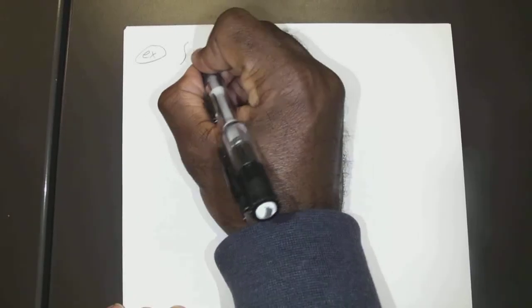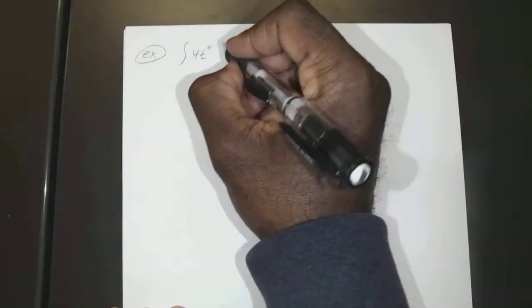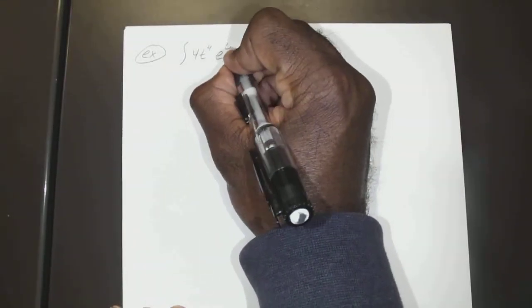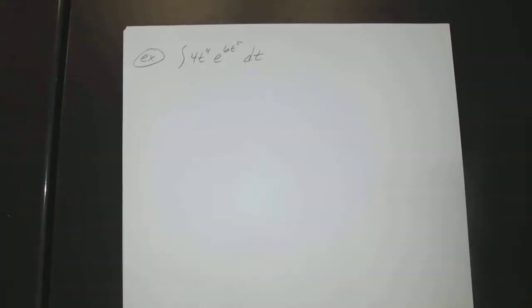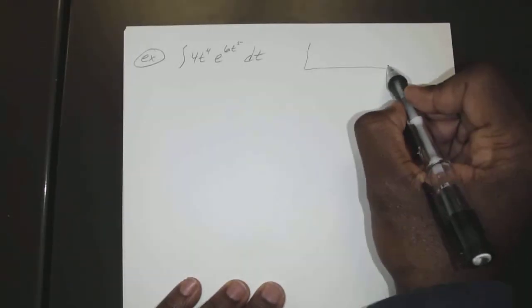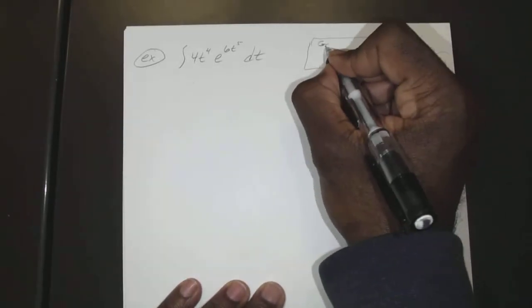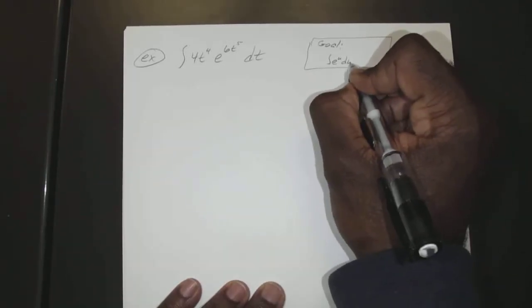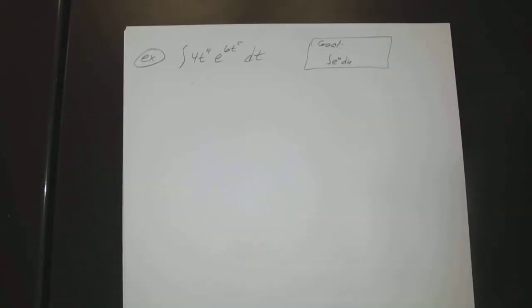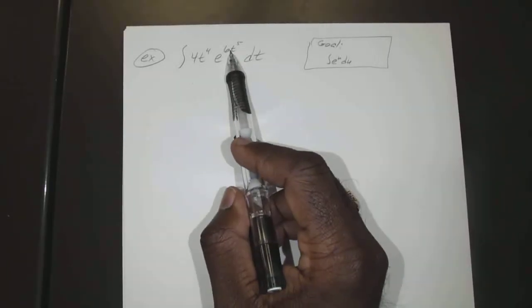All right, so the integral of 4t to the 4th times e to the 6t to the 5th with respect to t. And just like before, for this one, our goal is the integral of e to the u du. So that means we have to make our u equal 6t to the 5th.